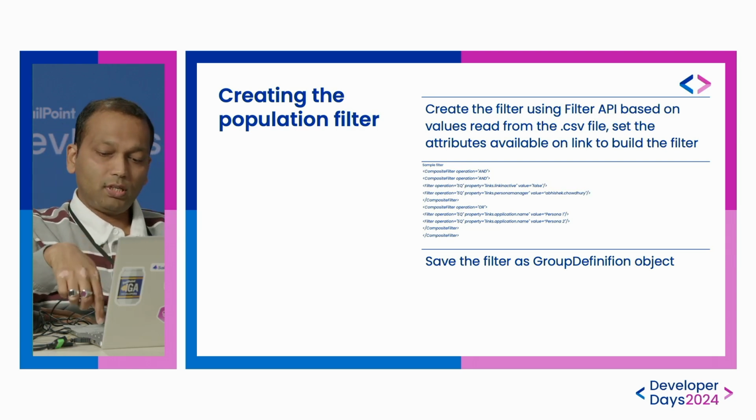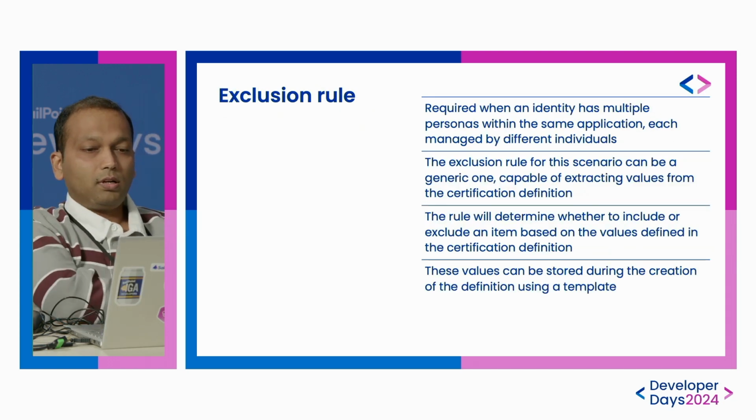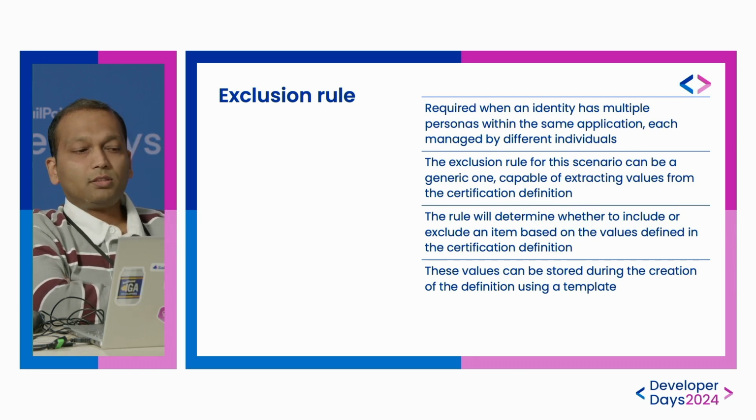So moving to the next component, the exclusion rule. The exclusion rule is an optional component. It may or may not be required in your case. It can again be a generic rule which is applicable to all the certifications. It is required when you group all the personas from a single identity cube using the population filter, but if you still want to exclude certain personas, you can use this exclusion rule.